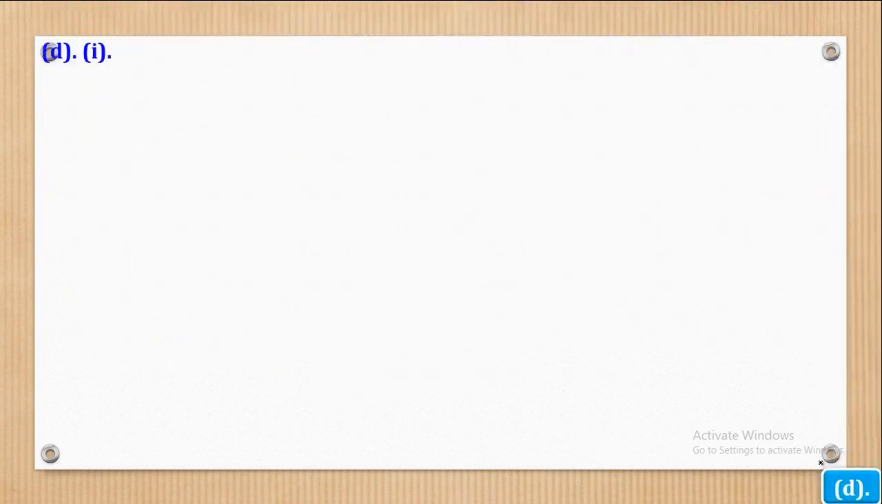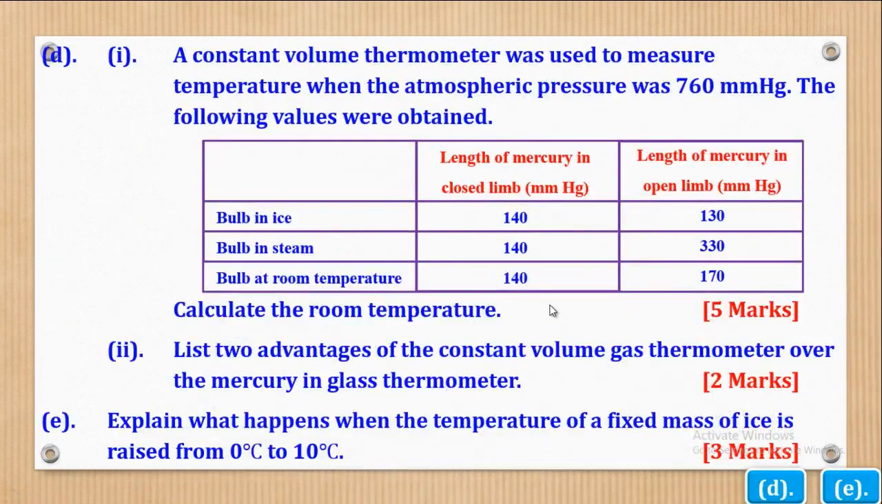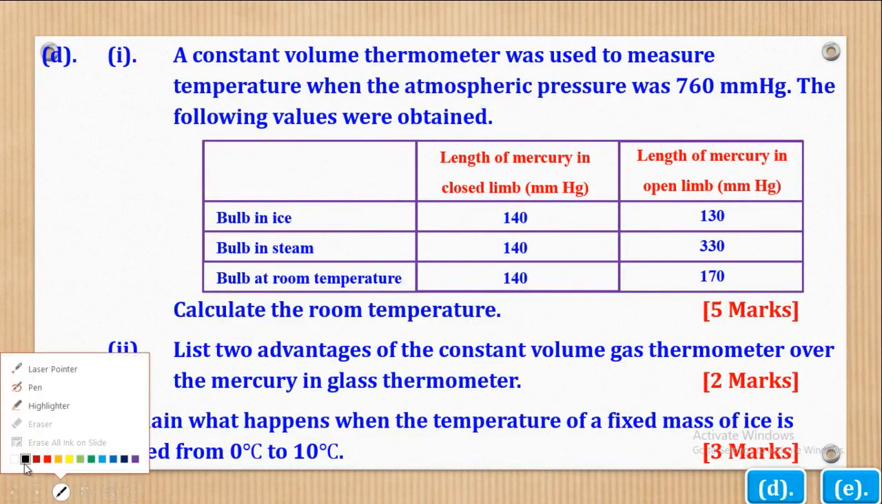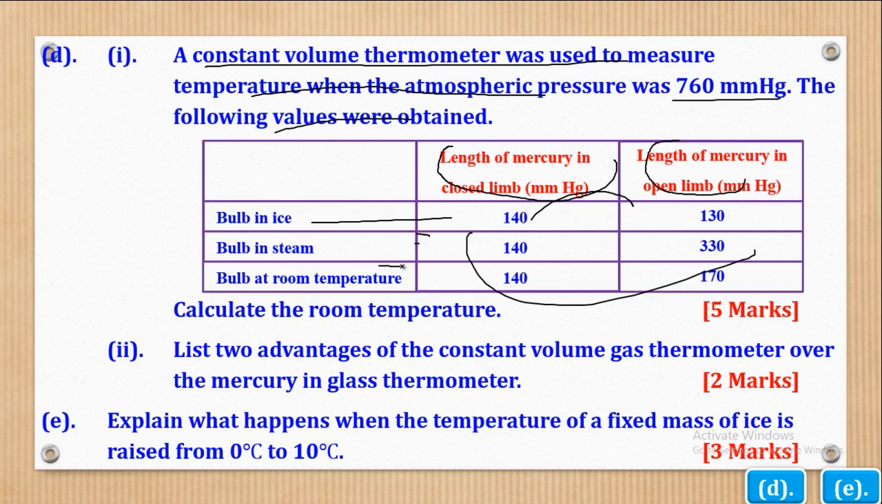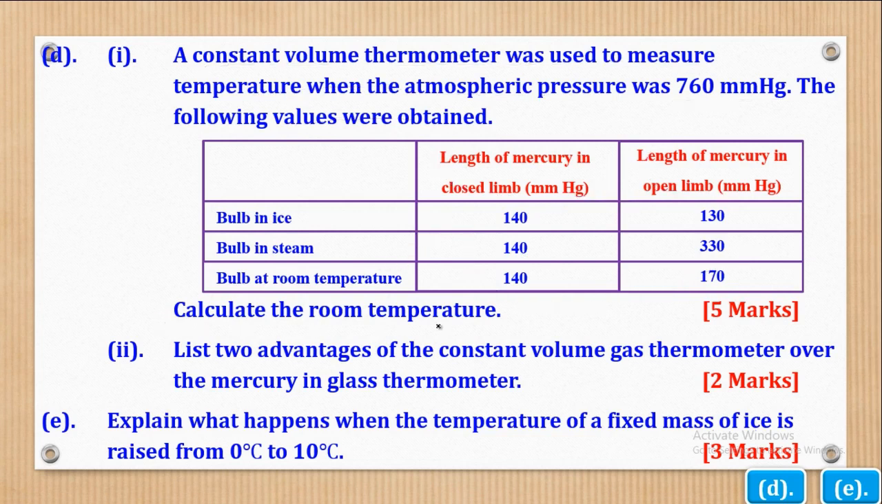So now we shall go to part D, Roman 1. Part D, Roman 1 says, a constant volume thermometer was used to measure temperature when the atmospheric pressure was 760 millimeters of mercury. The following values were obtained. So this is the length of the mercury in the closed limb, and this is the length of the mercury in the open limb. So bulb in ice is that in closed and this in open. So these are the values for steam and also for room temperature. Then they said calculate the room temperature.